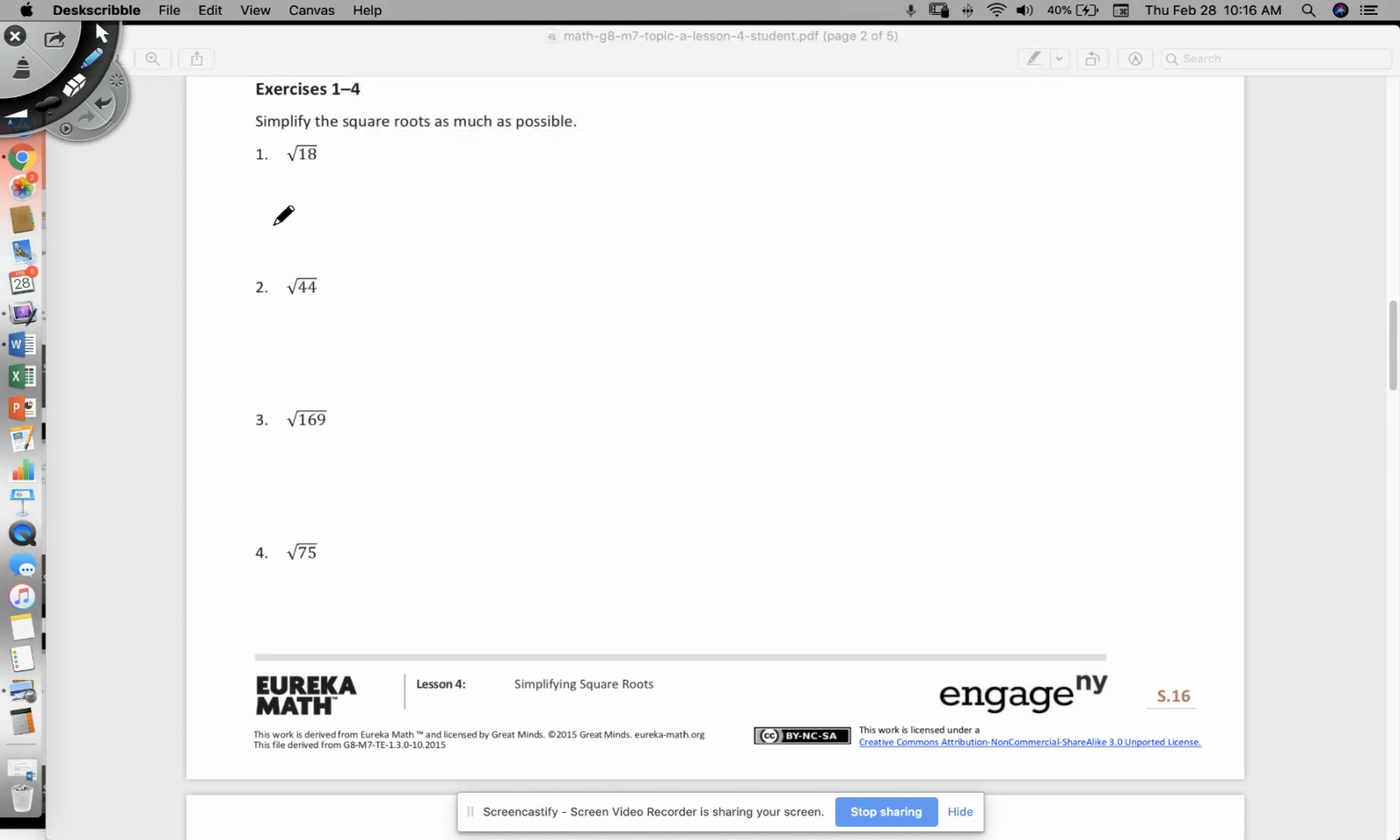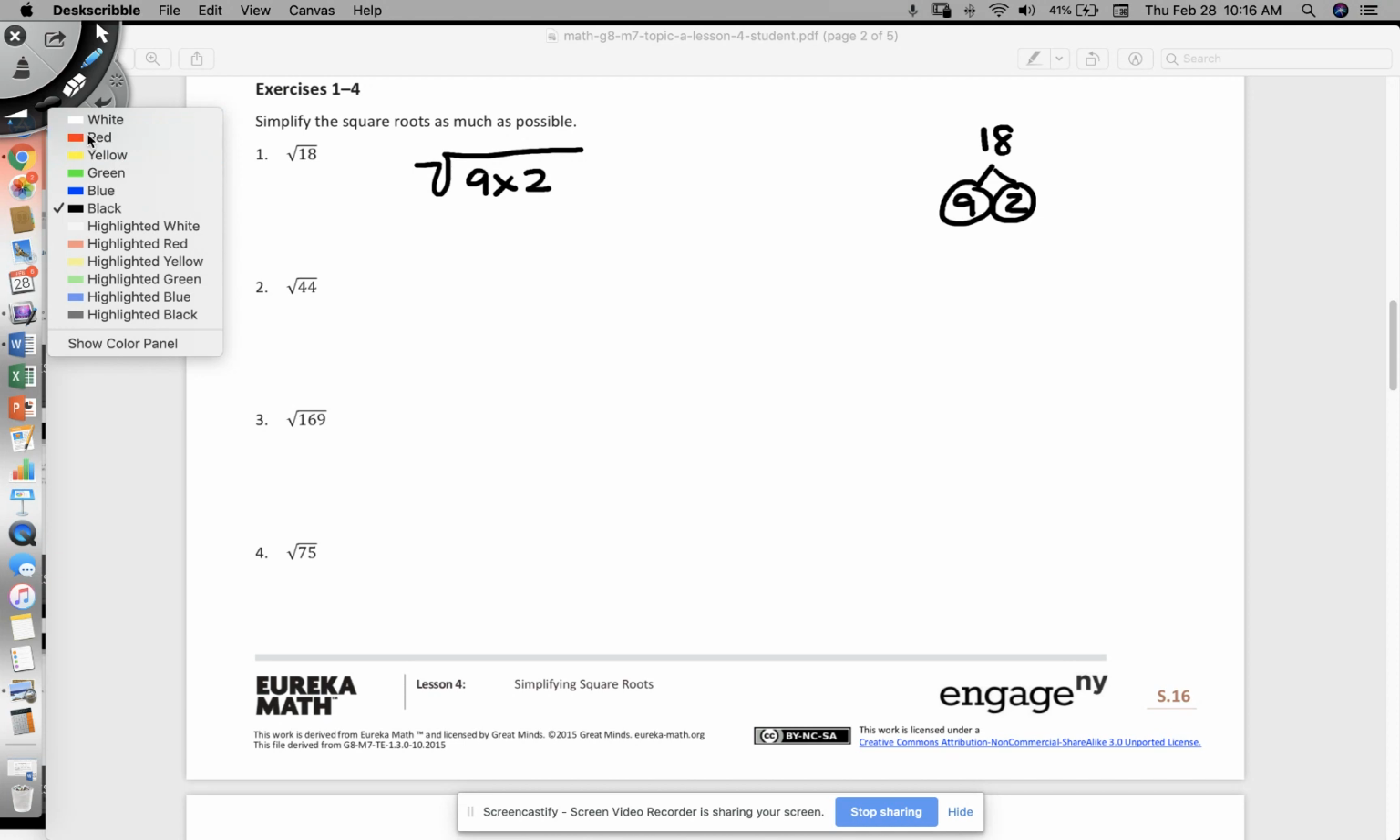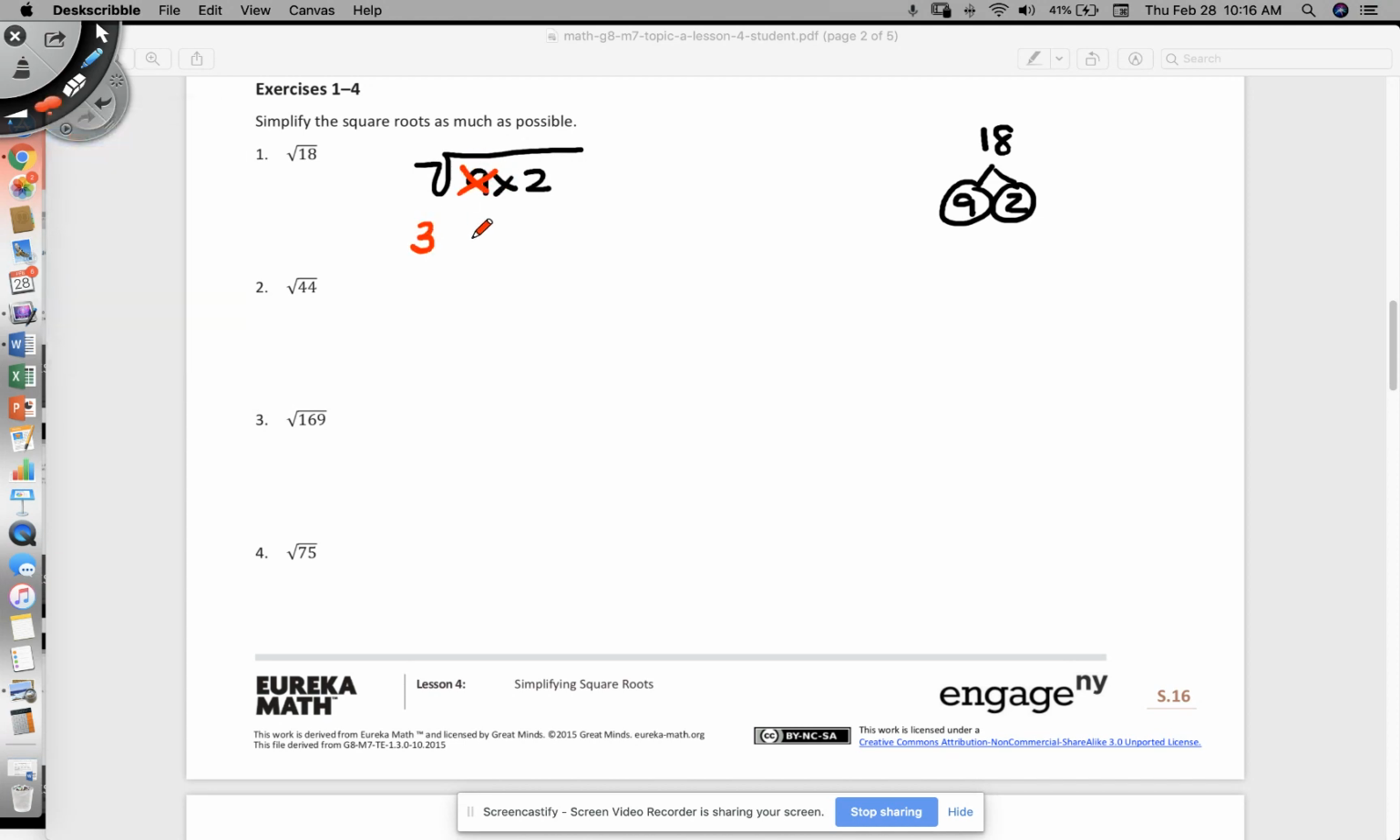All right, so number 1 here, we have the square root of 18. So again, let's list our factors. We have 18. 18 times 1 is not going to help me much. How about 9 and 2? Oh, 9 is a perfect square. So there we go. We're going to use these two numbers. So I'm going to say the square root of 9 times 2. We're going to go ahead and take the square root of the 9, and that becomes a 3. And what's left inside is root 2. And there's your final answer. All right. Go ahead and try 2, 3, and 4 on your own.